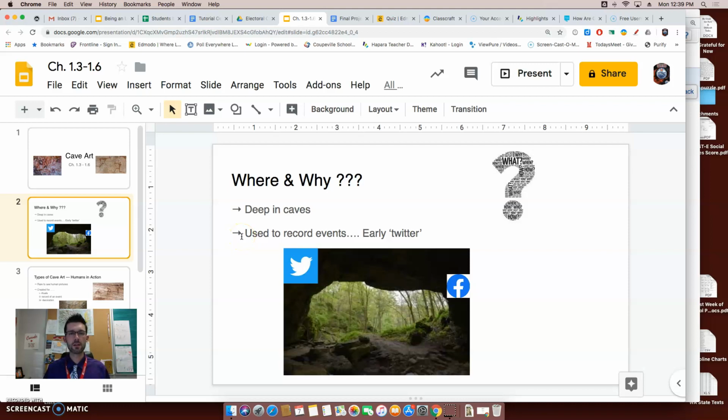The next question that archaeologists try to figure out is, why is there cave art? Well, as I talked about in the 1.2 flip video, archaeologists and other social scientists that study the past didn't live during the past, so we can only make educated guesses as to why cave art was created. One educated guess is that it was used to record events. Think of it like early day Twitter or Facebook, but on walls. Well, at least if there's no Wi-Fi, it's always there.